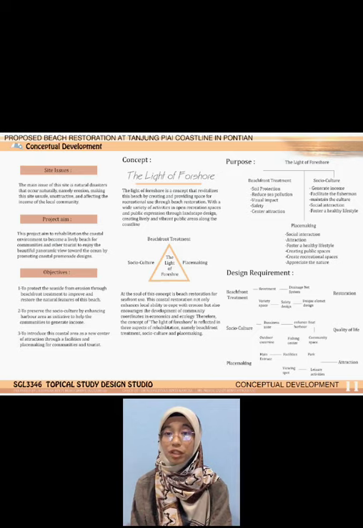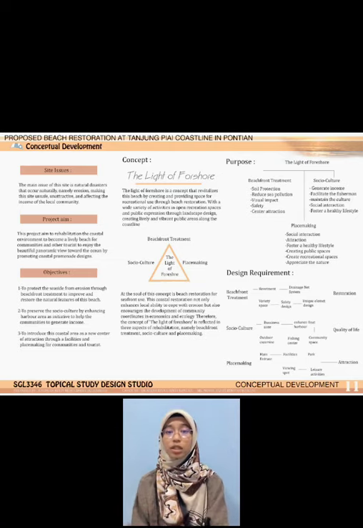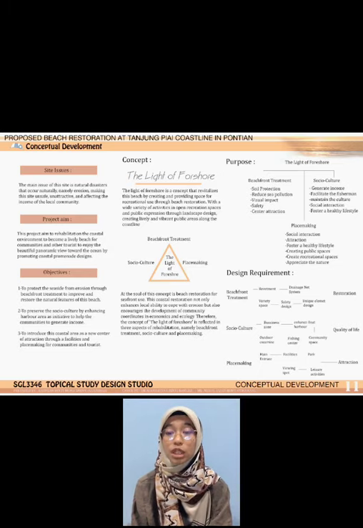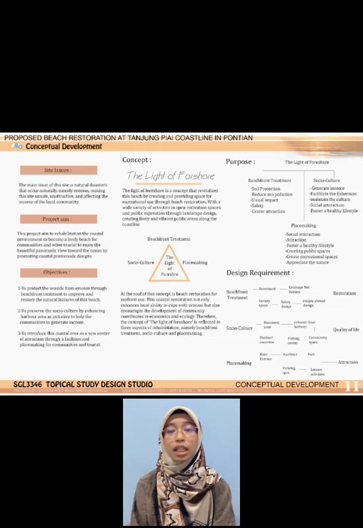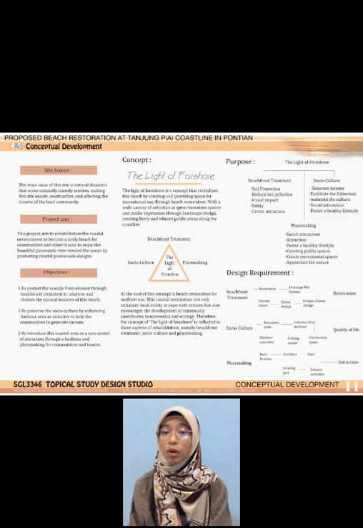As you can see, there is a triangle graphic, which shows that The Light of Foreshore includes the beach treatment, socio-culture, and also placemaking. At the soul of the concept is beach restoration for seafront use. This coastal restoration not only enhances the local ability to cope with erosion but also encourages the development of community coordination in economy and ecology. Therefore, the concept of The Light of Foreshore is reflected in three aspects of rehabilitation, which are beachfront treatment, socio-culture, and placemaking.